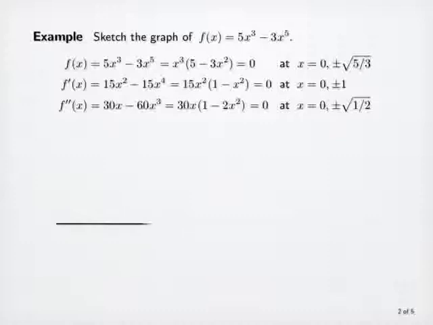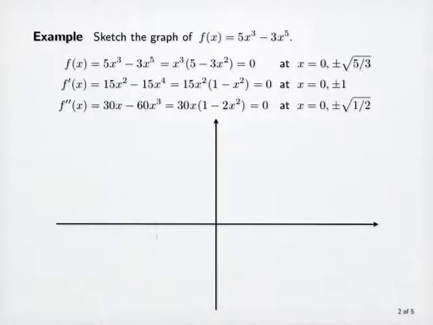So let's start by drawing our x and y axes, and placing an appropriate scale on each one, and plotting the x-intercepts of the graph of f. F of x is equal to 0 at minus square root of 5/3, positive square root of 5/3, and at 0. Now let's look at the first derivative and think about its sign.